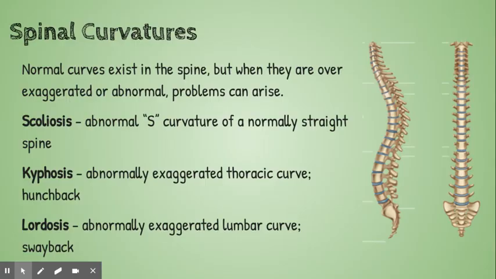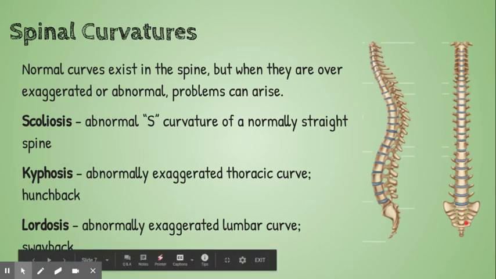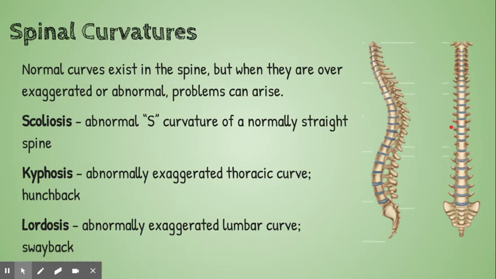All right, so let's talk spinal curvatures. There are normal curves that exist in the spine, but anything that is exaggerated past normal is going to be a problem. You are looking at the spine either straight on or from the back. From head down to your bottom, if you are either facing towards me or facing away, your spine should be straight like this.